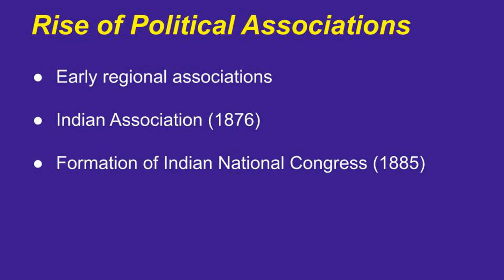The late 19th century saw the birth of organized political activity. Regional groups like the Bombay Presidency Association, Pune Sarvajanik Sabha, and Indian Association began raising political issues. They demanded Indian representation, better education, and administrative reforms. Finally, in 1885, Alan Octavian Hume helped form the Indian National Congress, uniting Indians from all regions under one political platform. This was a historic milestone, the formal birth of India's national movement.